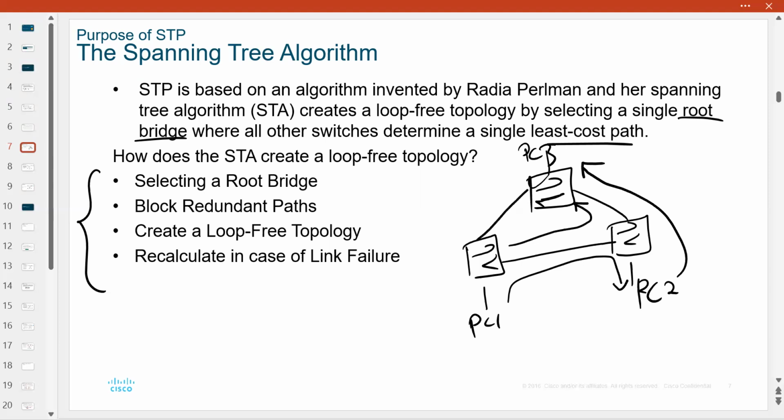This link is for redundancy only. If one link fails, we can use this one. This was for redundancy purposes. Now, redundancy is a problem. So what are we going to do? Instead of not having this link, we block it. That is what the algorithm does. It blocks one link.